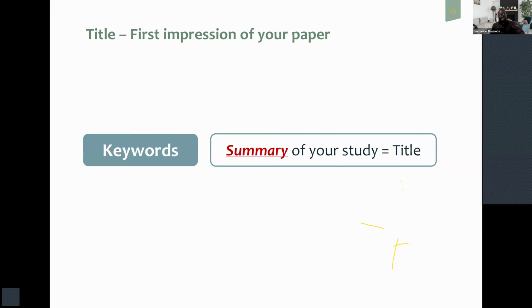Then your keywords, they should be a summary of your study. The summary of your study is the title. That is actually what you do. But your keywords are also very important. Another thing that makes your work to be rejected is that keywords are just taken directly from the title. No, your keywords should not be selected from the title. They should be devoid of the words in the title. Look at what you did.